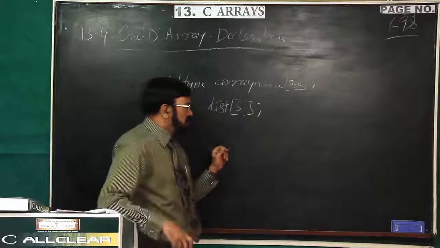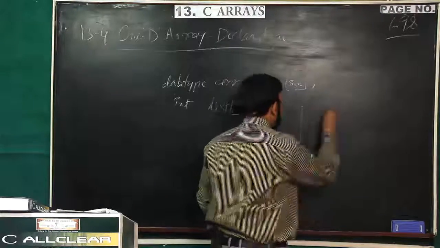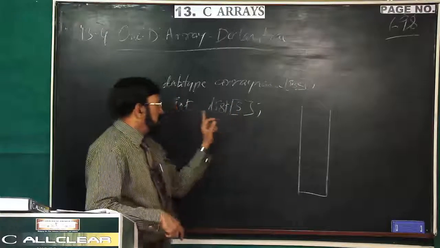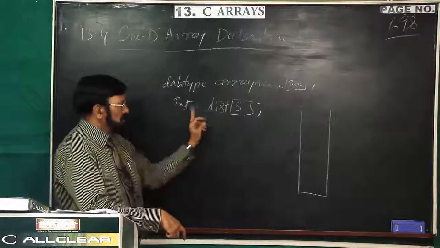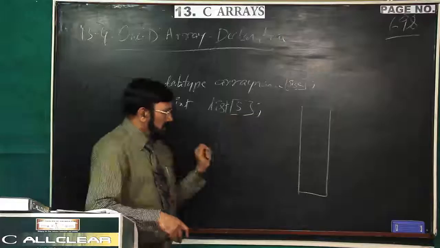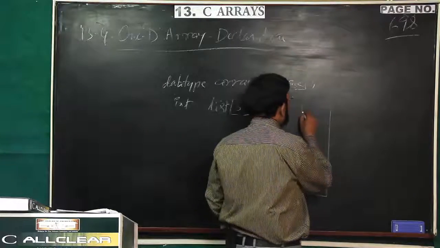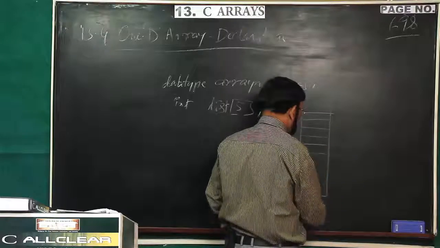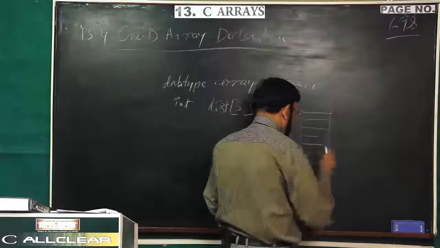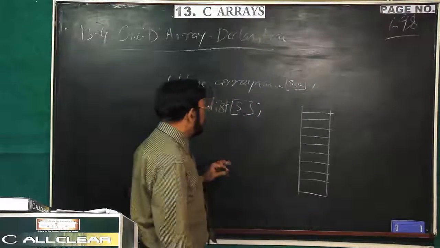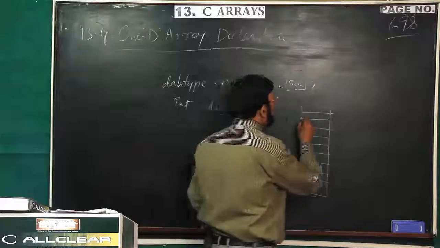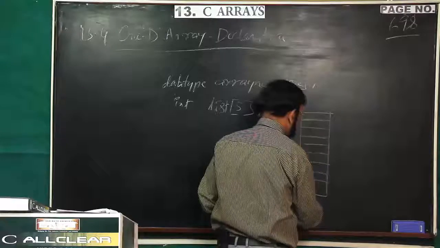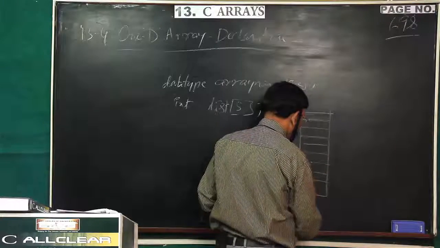By this what happens, here 10 bytes memory. Here how many bytes? Integer type is 2. Then 2 into 5, 10 bytes memory is allocated. 1, 2, 3, 4, 5, 6, 7, 8, 9, 10. 10 bytes memory is allocated, and here each one is an element.